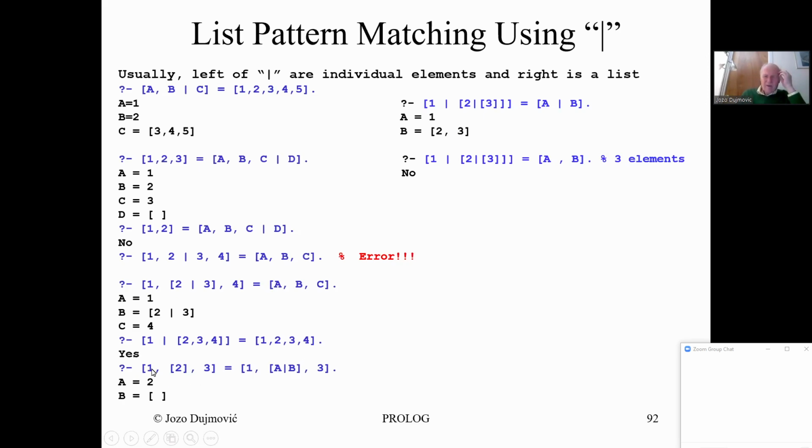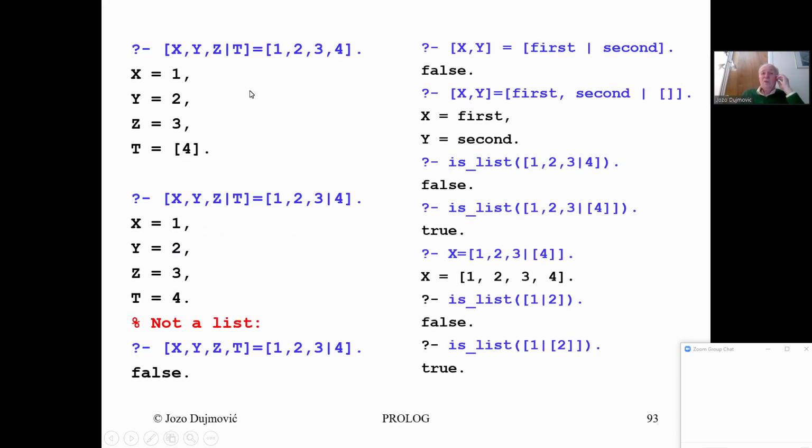Okay, if I have here 1 and then sublist 2 and 3 and have to match this with 1, A, B, and 3, of course, this sublist is A is 2 and B is empty list because this is this list that matches these 2. And so these examples are the same. The situation here is practically the same, except that things like this are not the list. So if you have 3, 4, this is not a list.